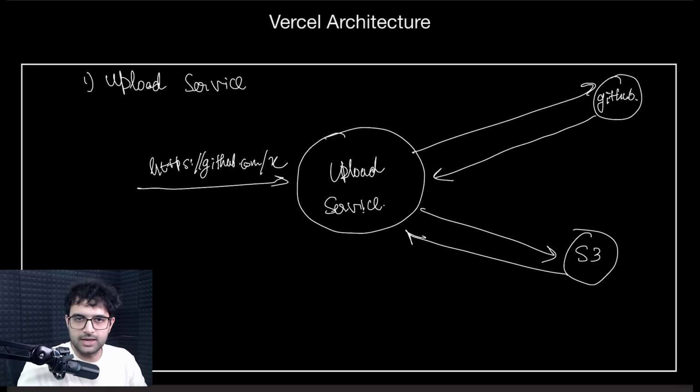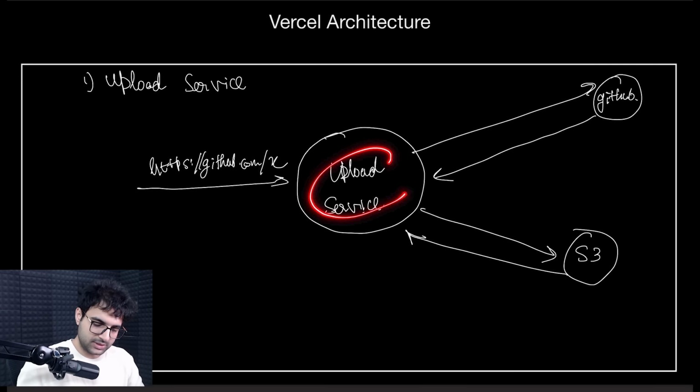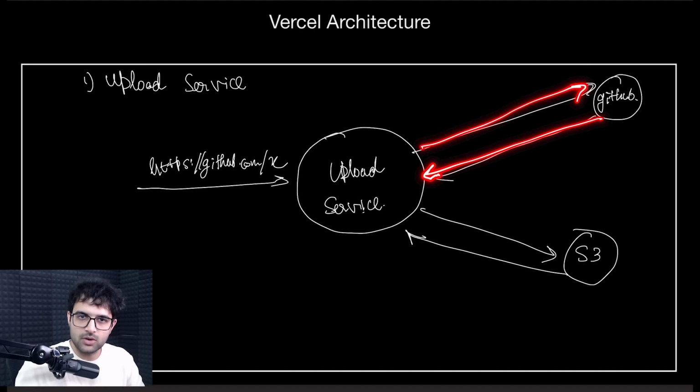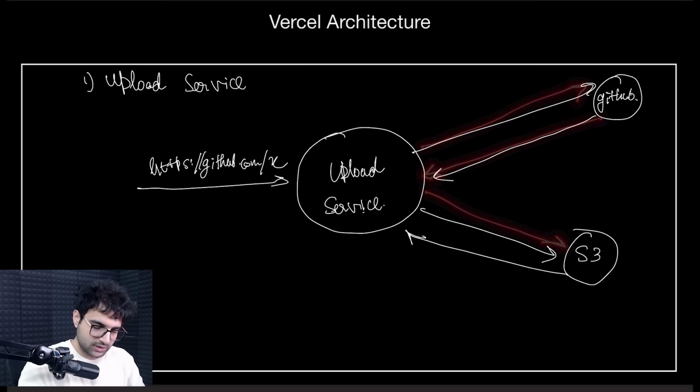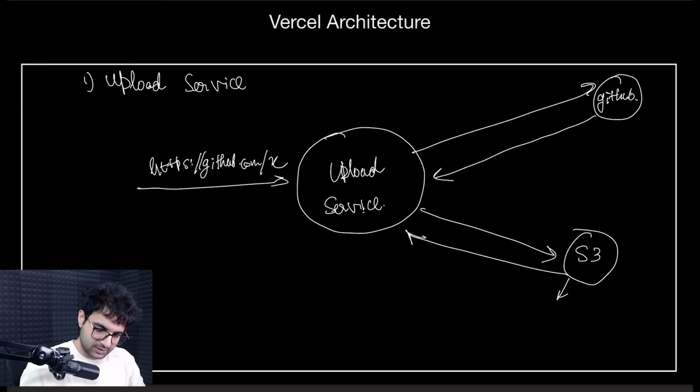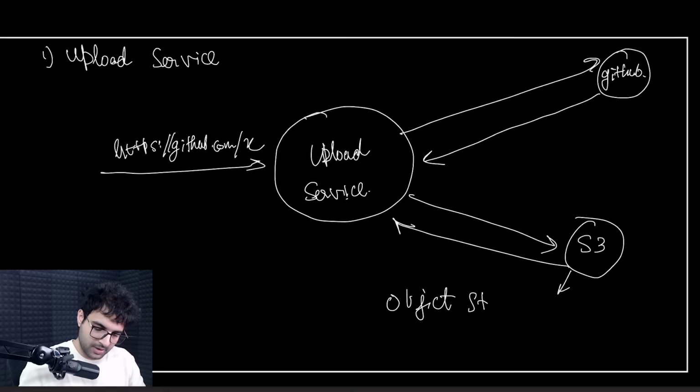This is the general architecture I would follow if I was trying to achieve something similar. The upload service will take the GitHub URL as an input, hit GitHub and get back all the contents of this project, basically all the React files, and then push them to what's called an object store. This might be a new thing you might not have heard of.